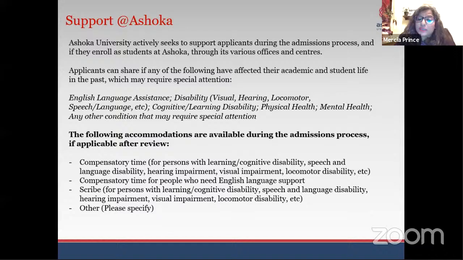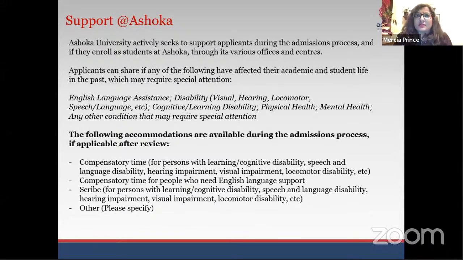So we've also included a question saying that the following accommodations are available. So if you check any of these where you say you want compensatory time, during the assessments, or you need English language support, you need extra time for that, we will find a way, or you need a scribe to write for you because of certain impairments or disabilities, then we will help arrange for that from the time of admissions. And maybe there's something that's not mentioned here in the list, but you can check other and write.